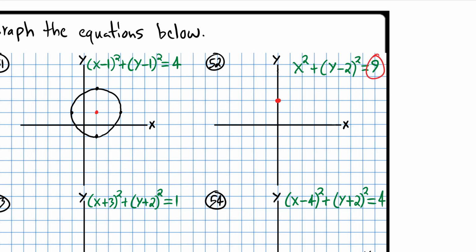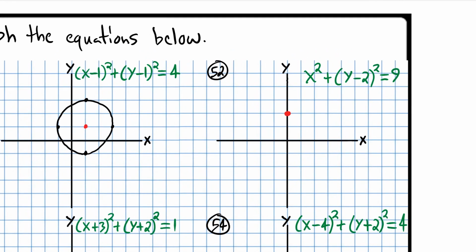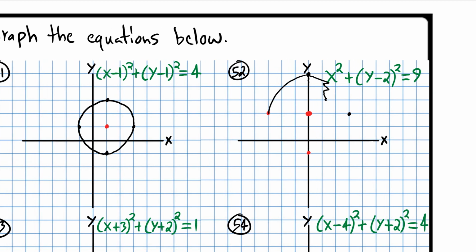And r squared is 9, so you square root that and get the radius. What number times itself is equal to 9? Well, that's 3. So you count out 1, 2, 3, and mark that point. 1, 2, 3, mark this point. I should probably be using red. 1, 2, 3, mark that point. 1, 2, 3, mark that point, and just connect the dots. I'm going to try to do a better circle this time.